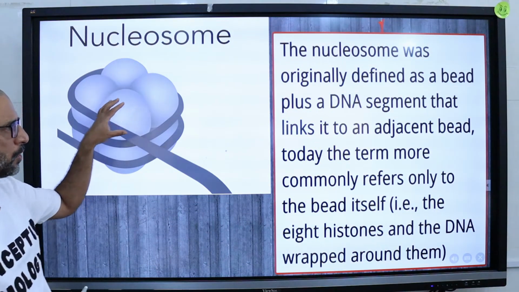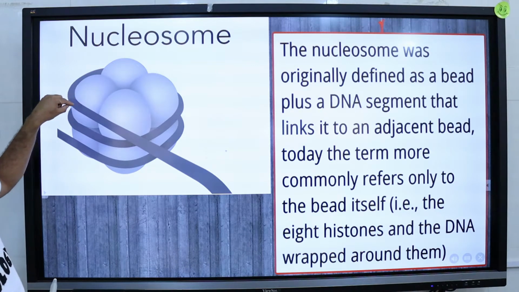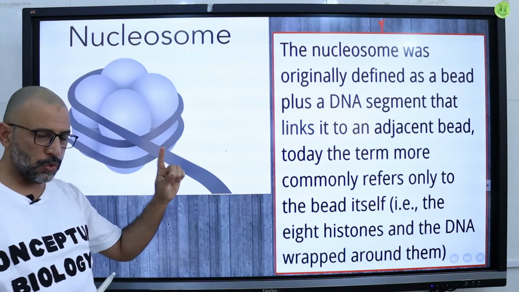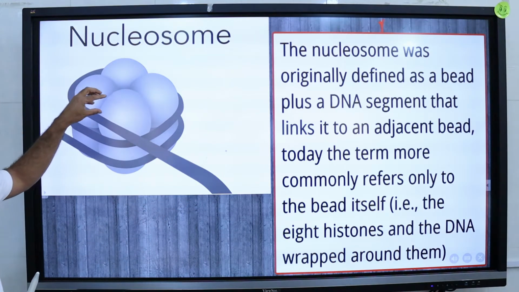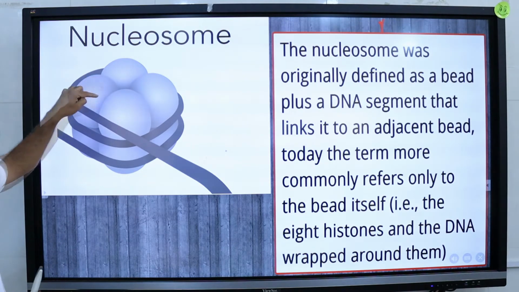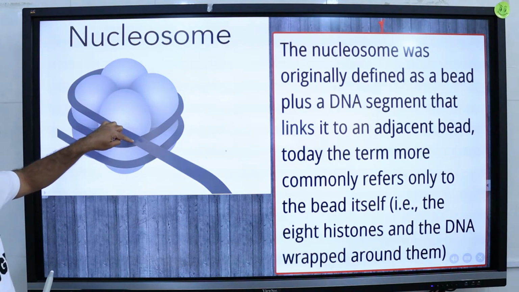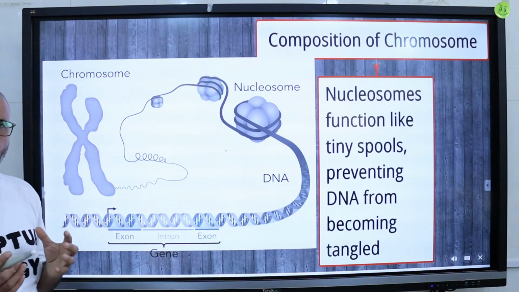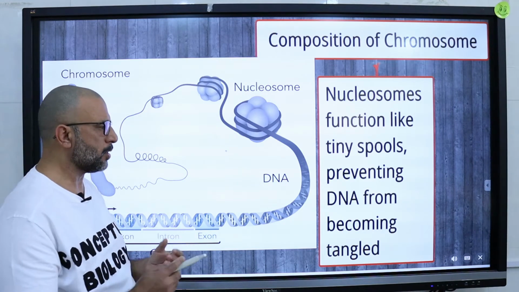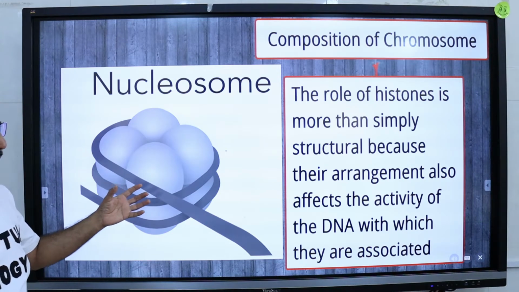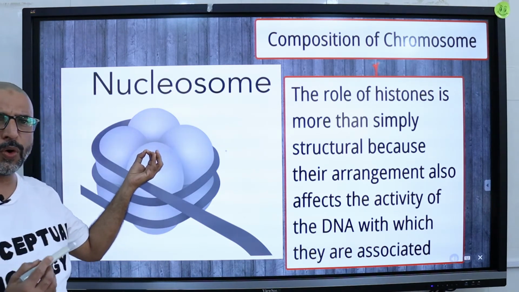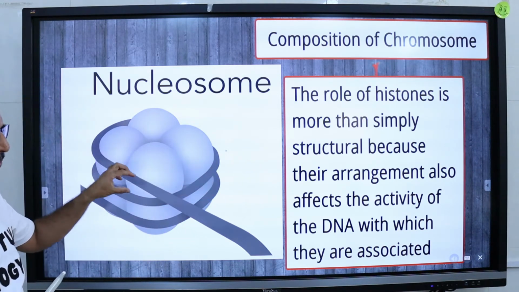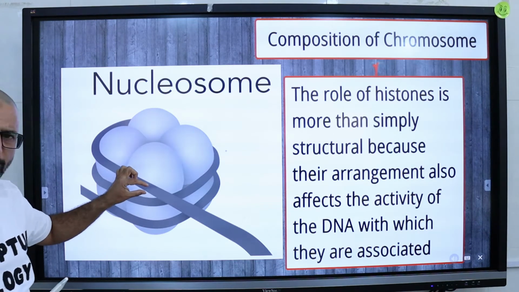The nucleosome was originally defined as a bead plus a DNA segment that links it to an adjacent bead. Today, the term more commonly refers only to the bead itself, that is 8 histone molecules and the DNA wrapped around them. Nucleosomes function like tiny spools, preventing DNA from becoming tangled. The role of histone molecules is more than simply structural because their arrangement also affects the activity of DNA with which they are associated.